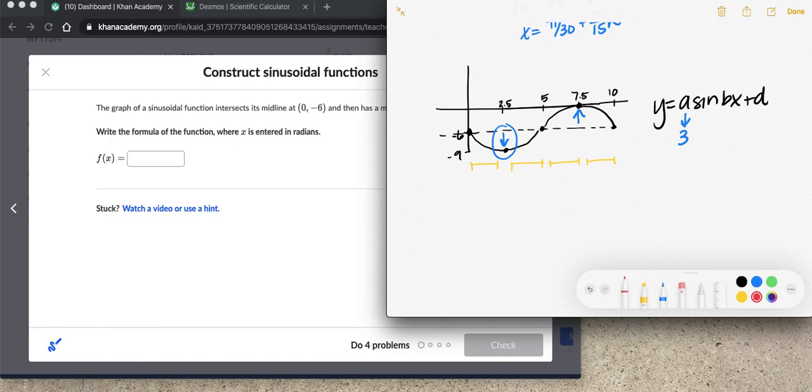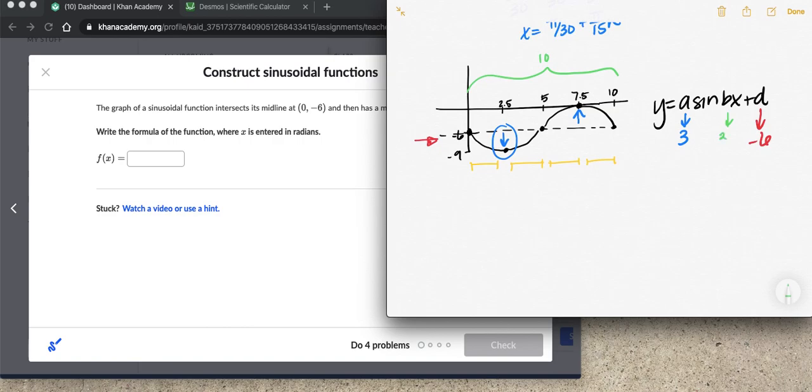D is also pretty easy to spot. That is our midline right there. So our D should be -6. And lastly, we want to check out B. If we know what the full period is, it's 10. So B can just be 2 pi divided by 10, or pi over 5.